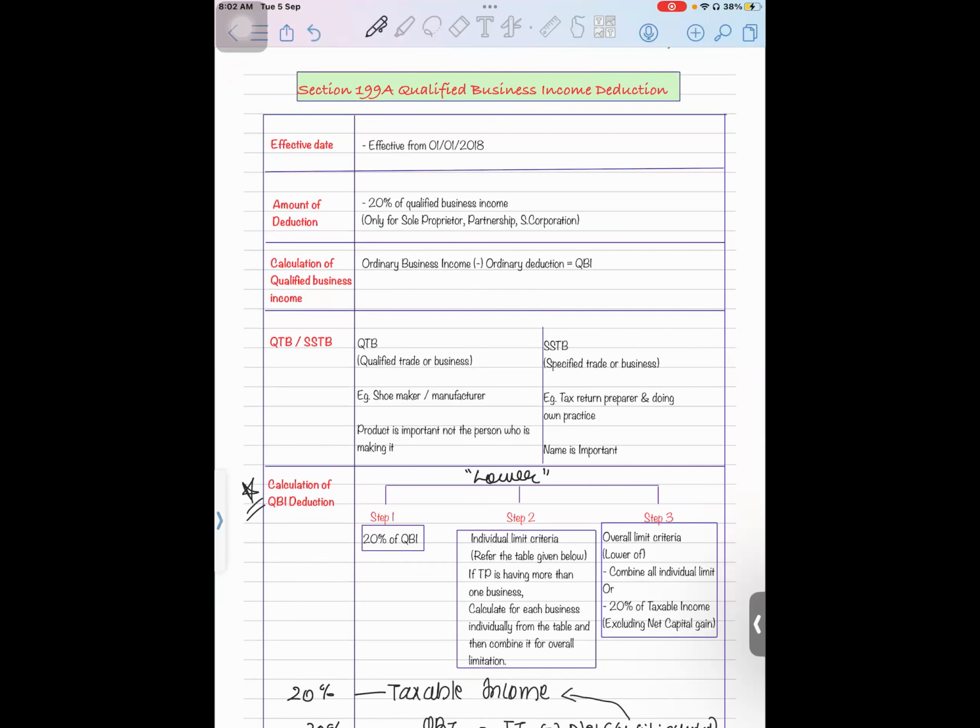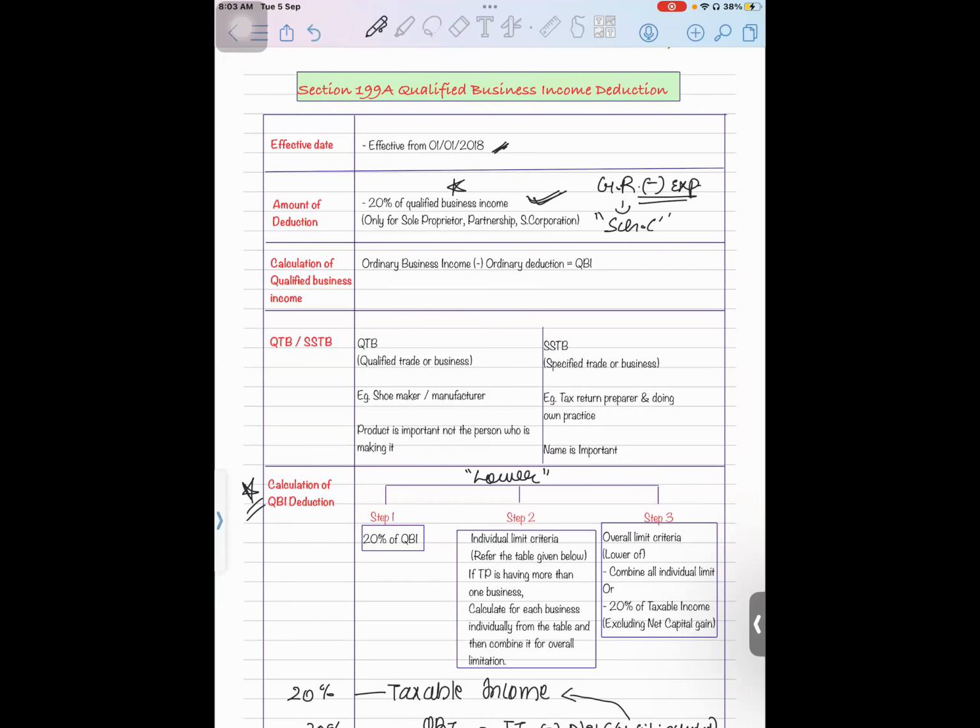This was effective from 2018. The amount of deduction is 20% of qualified business income. The definition of qualified business income is all your gross receipts in your business minus all your expenses, meaning net income pertaining to your Schedule C. What is Schedule C? It is related to a sole proprietor who is doing business.